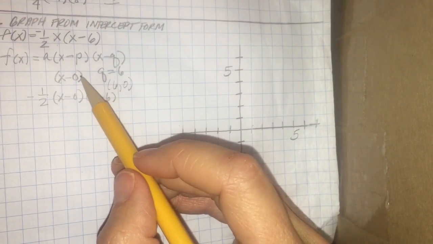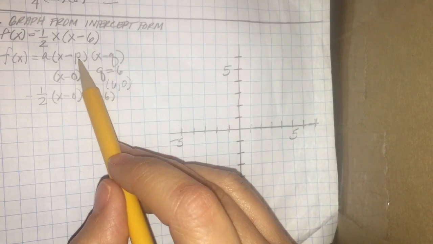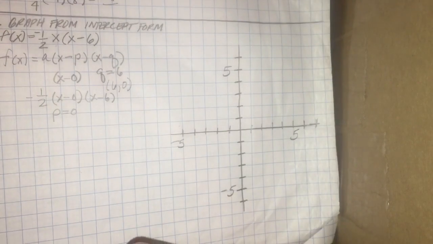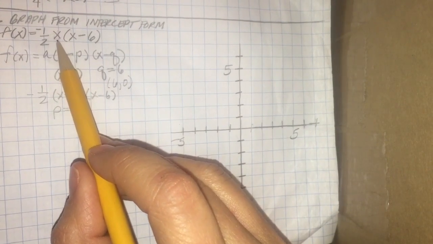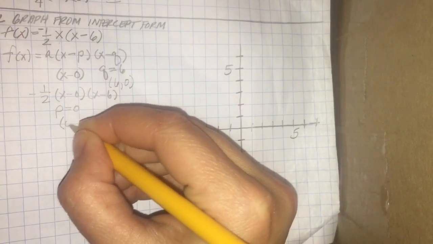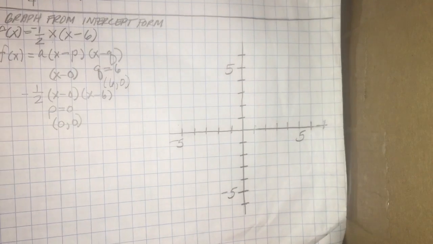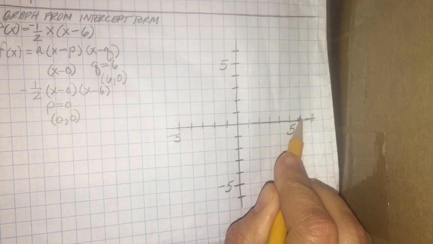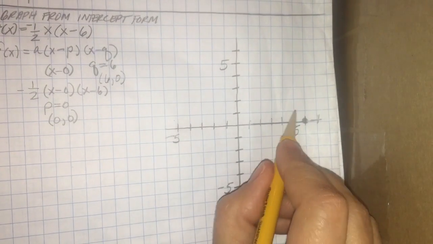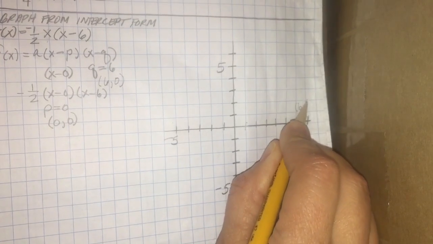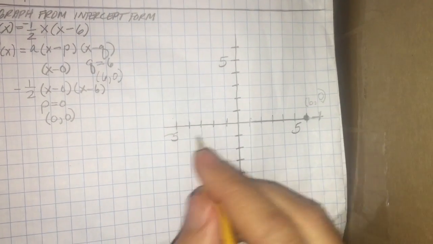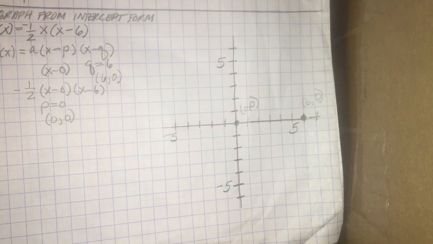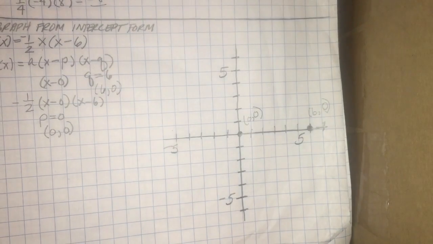So now this creates a better picture for us. We know now that our p-value is actually, in fact, 0. That's because there is no constant value attached to this particular factor. So 0, 0 is going to be our other x-intercept, or our root. So I'm going to go onto my graph, and I'm going to put a point at 6, 0, which is my first intercept, 6, 0. And I'm going to put a point at 0, 0, which is my other intercept. So now I have my two x-intercepts.